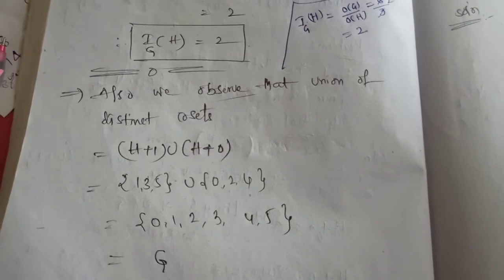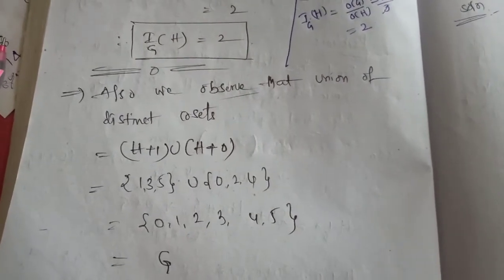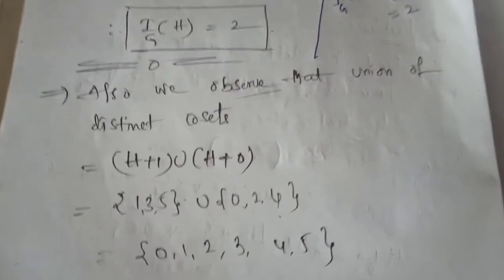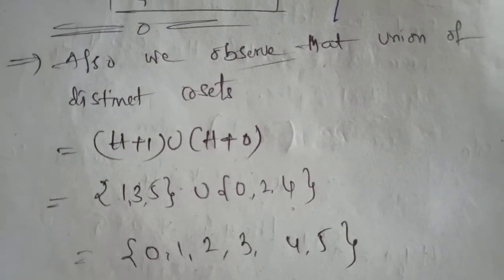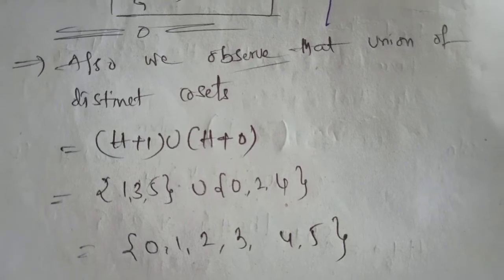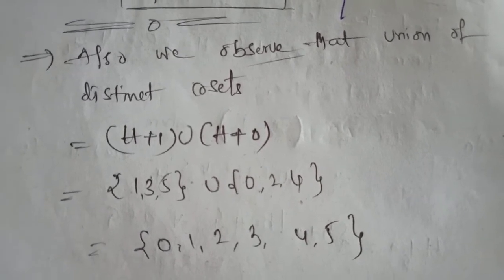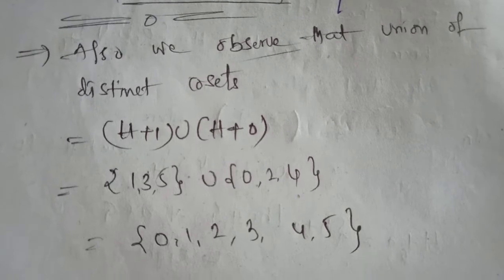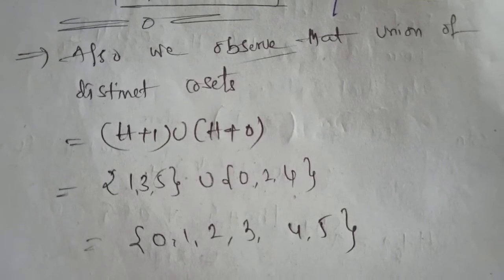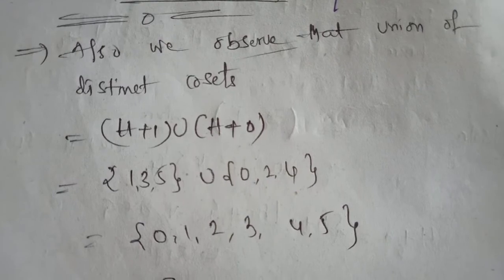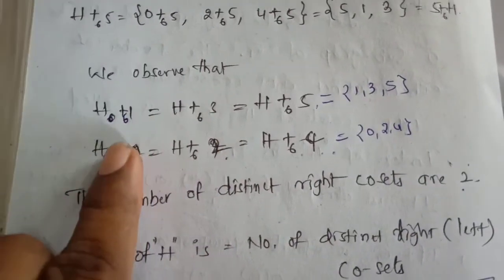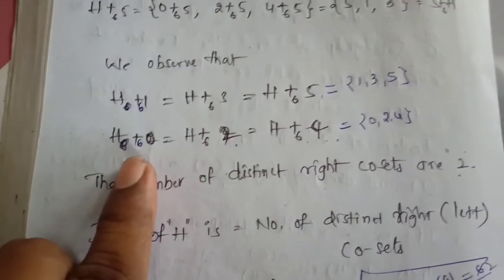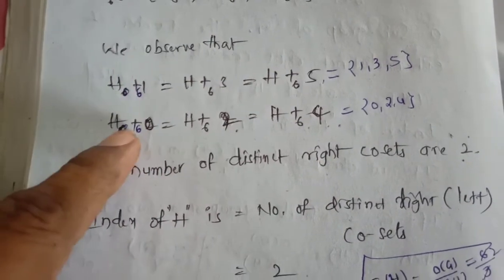Also we observe that the union of distinct cosets is equal to the group G. For that I am taking the 2 distinct cosets. One is H plus 1, that means H addition modulo 6 1, union H addition modulo 6 0. I am taking these 2 distinct cosets.